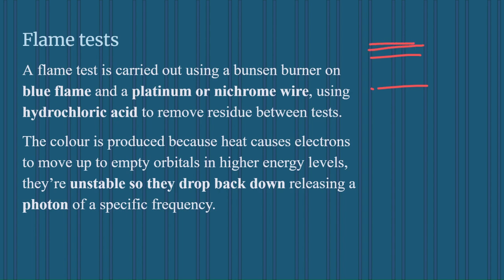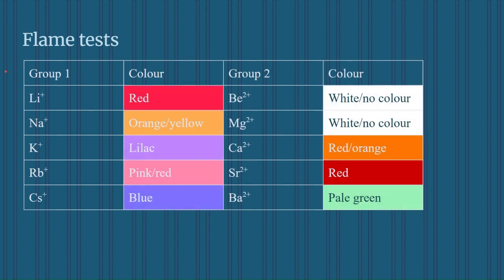So you've got electrons here, and it gets heated up, so it will go up to a higher energy level because it's got more energy. But that's very unstable, so they'll quickly drop back down, and that dropping back down releases a photon, which is light. That's quite physicsy. That has a specific frequency, which is the colour. And so you've got these colours, you just sit here and memorize them, I guess.